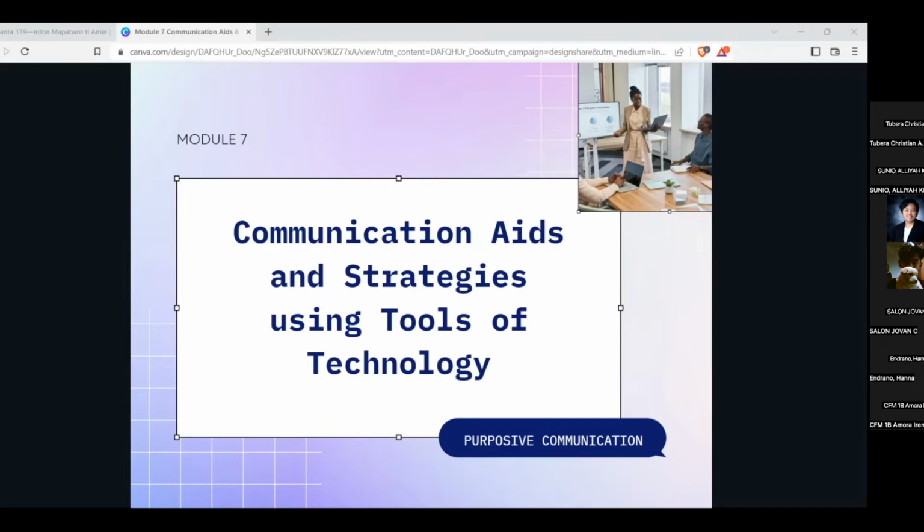We also already know how communication has changed drastically, especially with the aid of technology. So it's important for people now to take into account every aspect of how we are relaying information. And this is where communication aids and strategies come into play.